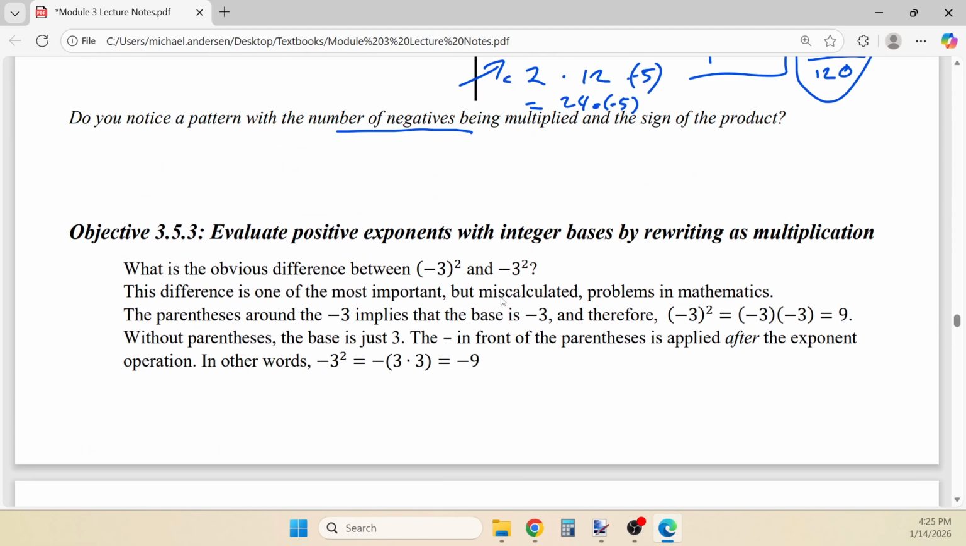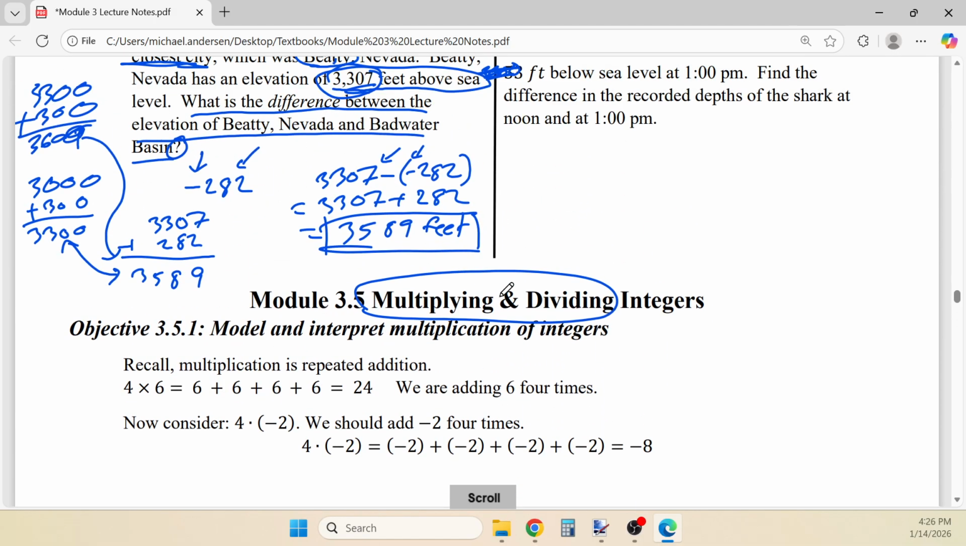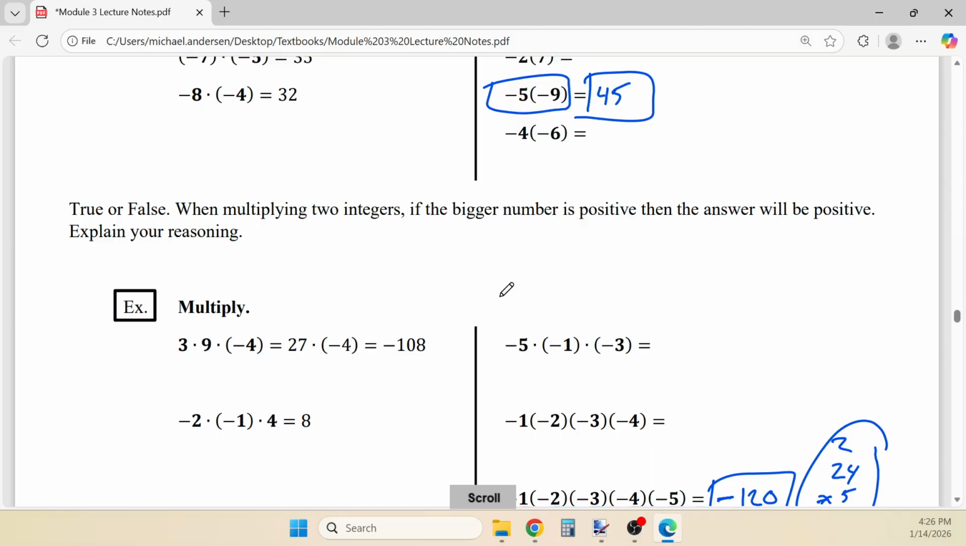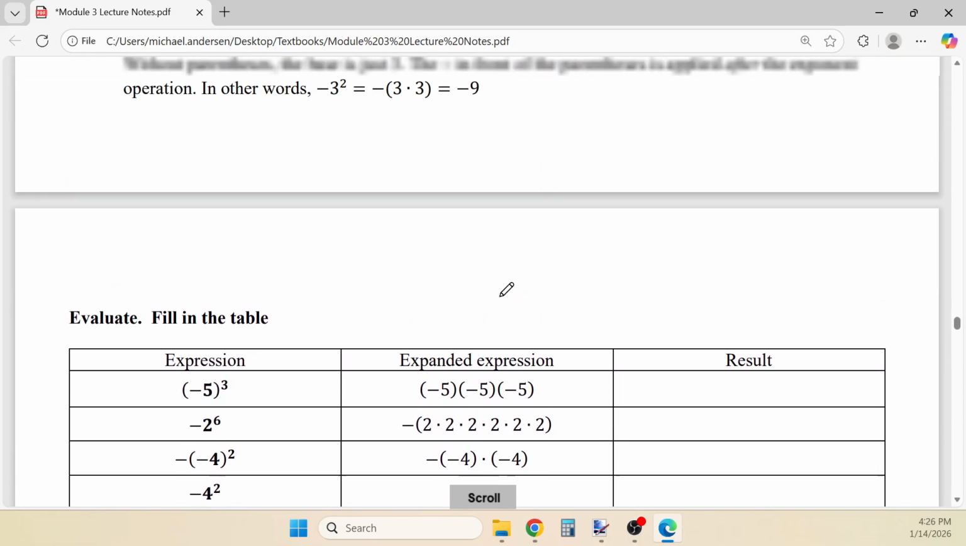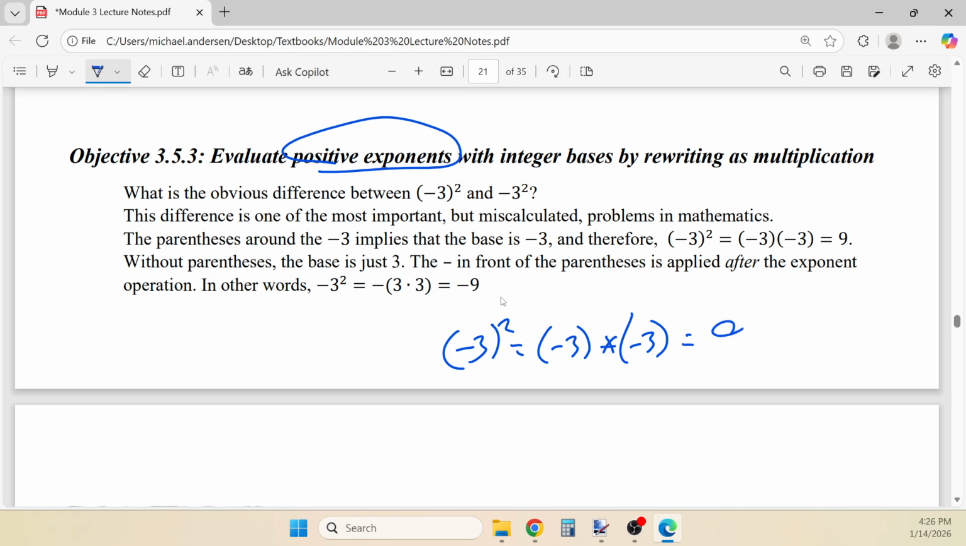Here's some things to talk about. We haven't defined exponents in this yet. So multiplication was repeated addition. We saw that up here. Let's see. 4 times 6 means 4 sixes added together. And we get 24. Exponents are repeated multiplication. So negative 3 squared means negative 3 times negative 3, which gives us positive 9.